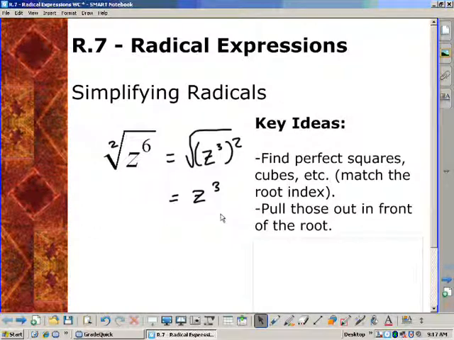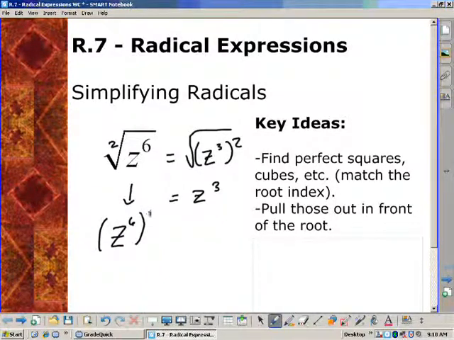Now, another way that you can go through and do this is you can just change it into exponential notation. So if I had this, you could also rewrite it. Now remember, the root index here becomes the denominator of the fractional exponent. So this would be like 1/2. This would be z to the 6th to the 1/2 power. Again, this is more steps than I would expect you to show, but just so you can understand what's going on. Now remember, when I take powers to powers, then you're multiplying the exponents. So now I have z to the 6/2 power, which then of course becomes z to the 3rd.